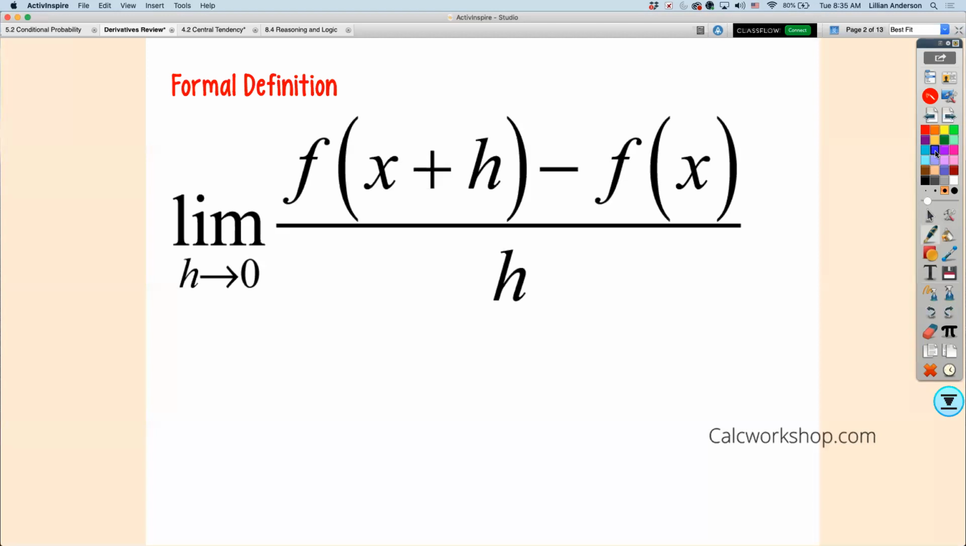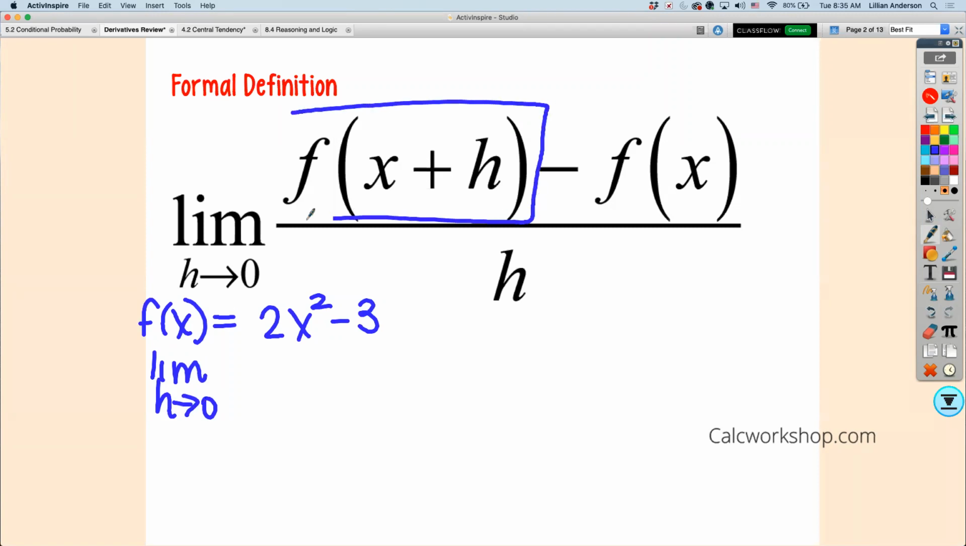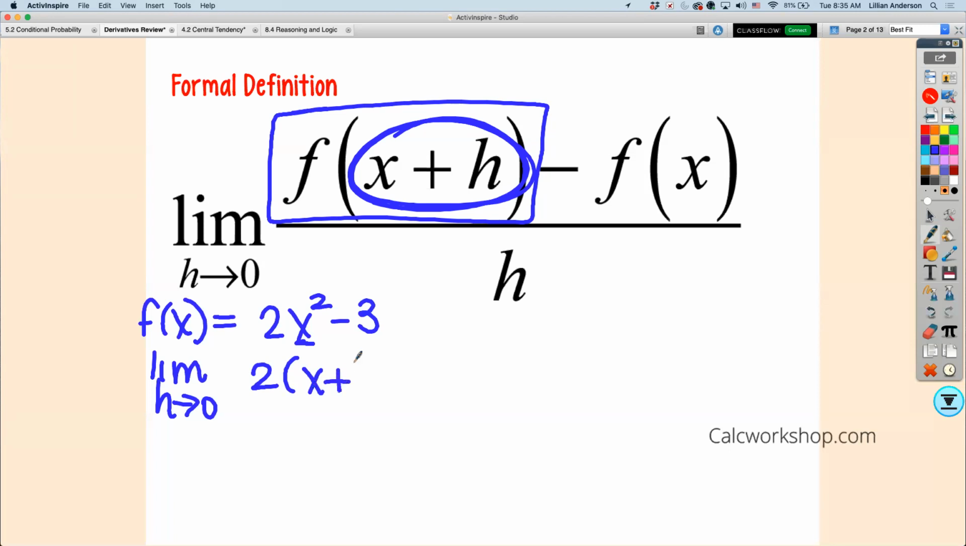Okay, so let's take a very simple function. Let's say your function is 2x squared minus 3, and you were asked to show what the derivative was using the formal definition. Okay, you would apply this formula right here. It's the limit as h approaches 0 of f of x plus h. Remember, anytime you see this, that means you're plugging in x plus h into every x in your function. So then that becomes 2(x plus h) squared minus 3. That part that I've written in the blue represents f of x plus h.